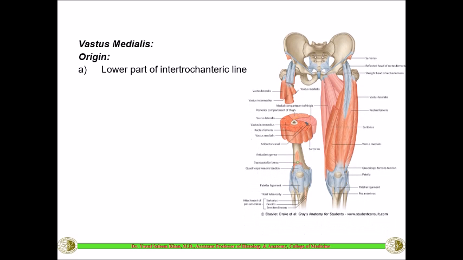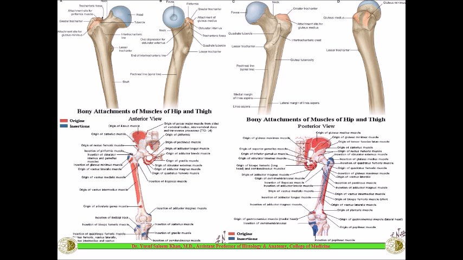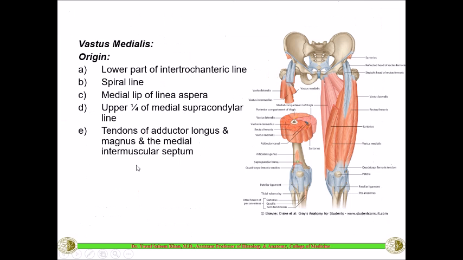Now coming to the third muscle, called the vastus medialis. The origin of this muscle is from the lower part of the intertrochanteric line, just opposite to that of the vastus lateralis. The vastus lateralis takes origin from the upper part of the intertrochanteric line, and this will take origin from the lower part. If you can see here in this picture, this is the origin of the vastus medialis, just opposite to the vastus lateralis.